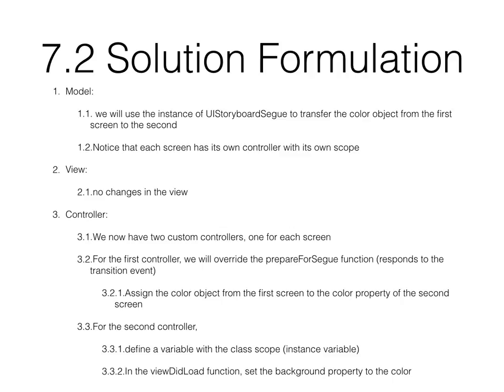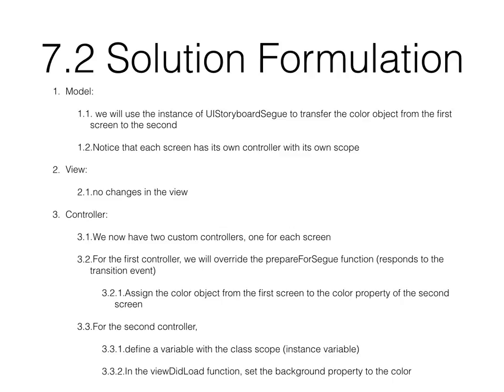So solution formulation, model view controller. In the model, we need to think of a way to copy the color. Think about it this way: you have two screens, one that has color, another that doesn't. So the first thing to copy the value of the color is that the second screen needs to have its own color object. So I need to add a color object on the second screen, so that when I copy the color from the first screen, it goes onto the color object that I have in the second screen.